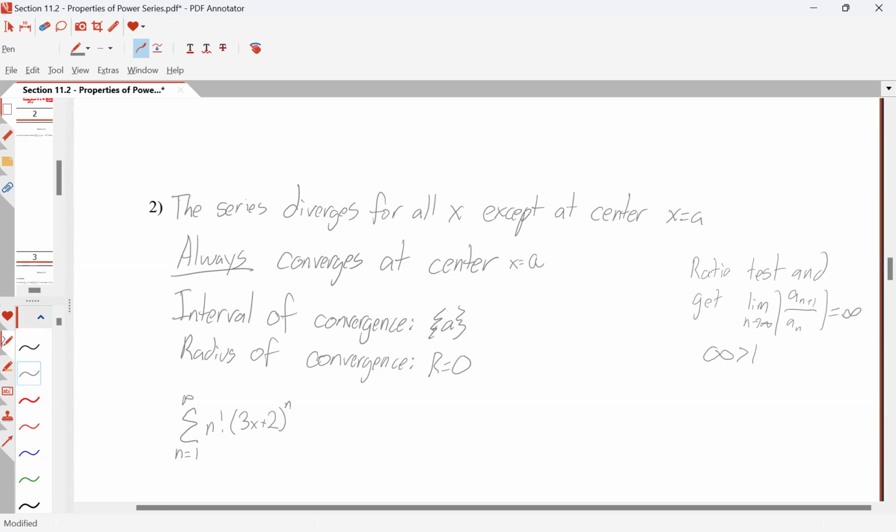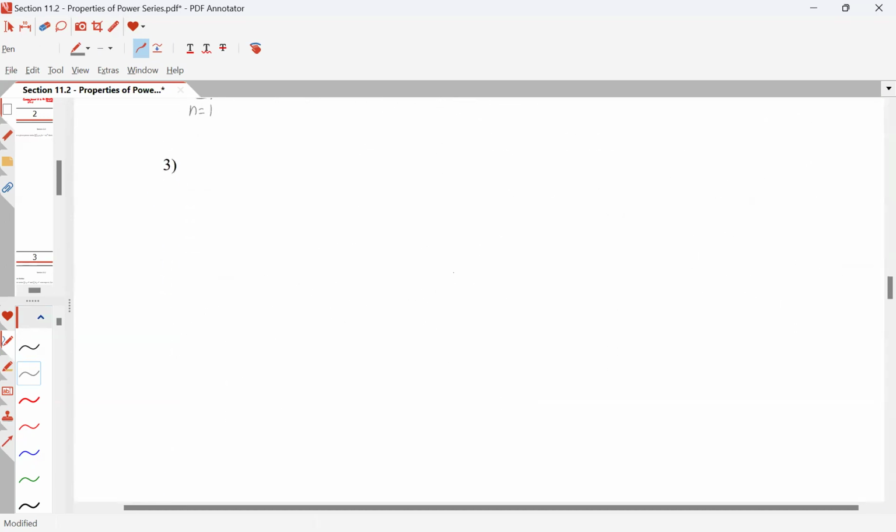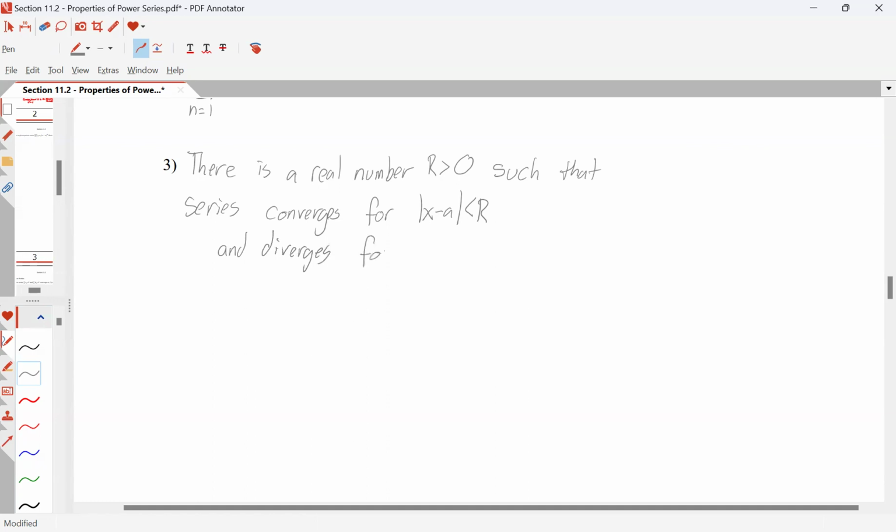And then the last case we can get is that there is a real number r bigger than 0 such that the series converges for the absolute value of x minus a less than r and diverges for the absolute value of x minus a bigger than r.